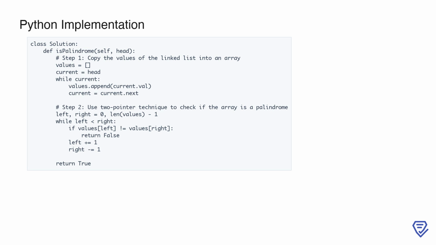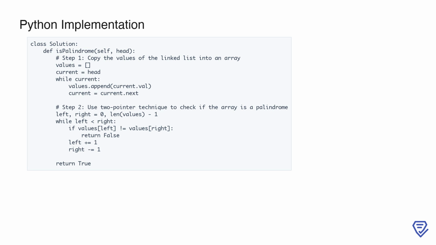Step-by-step explanation. 1. Copy the linked list to an array. The first while loop iterates through the linked list. Each node's value is appended to the values array. This step ensures that all the elements of the linked list are stored in an array for easy access and manipulation. By the end of this loop, we have a complete list of node values.